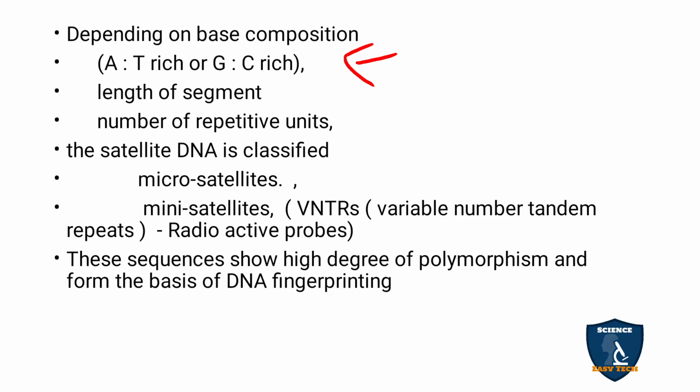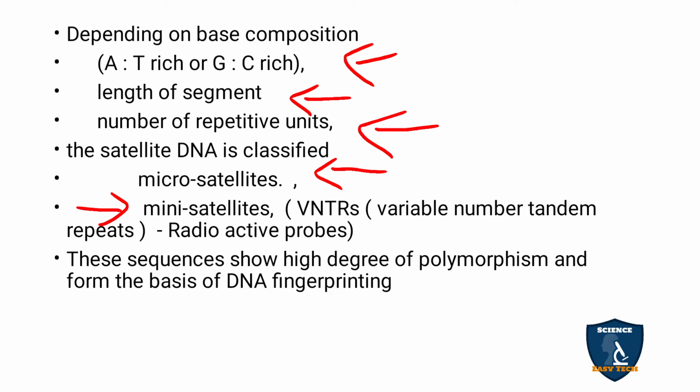One more factor is the length of the DNA segments, and how many copies of the repetitive sequence occur, that is, the number of repetitive units. Based on these three, the satellite DNA is classified into microsatellite and minisatellite. We are going to talk about the minisatellite only, because we are going to separate the DNA.